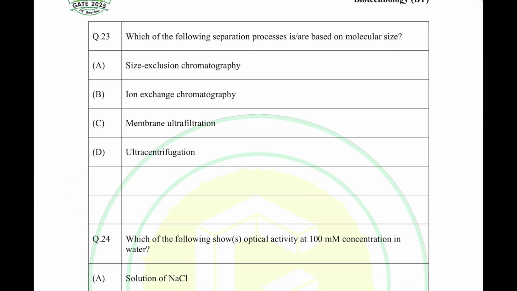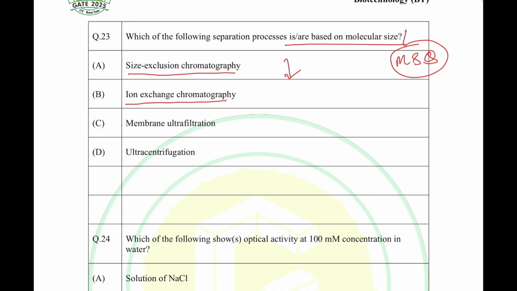Which of the following separation processes are based on molecular size? This is again an MSQ question. So we all know about size exclusion chromatography, which is also called gel filtration chromatography. It separates molecules based on their hydrodynamic size, large molecules elute faster, and smaller molecules enter the pores of the stationary phase and elute later. We all know this.